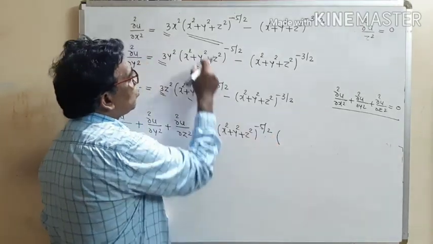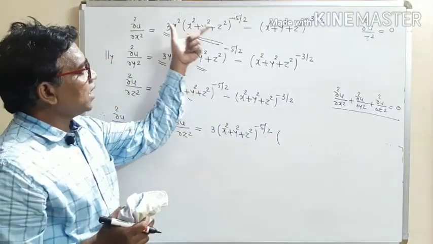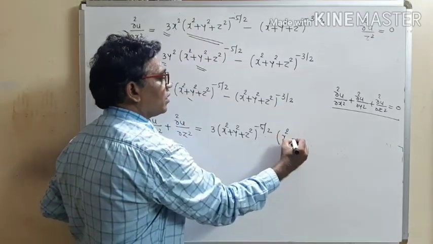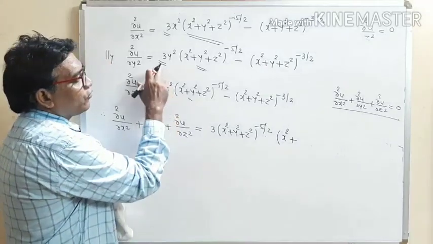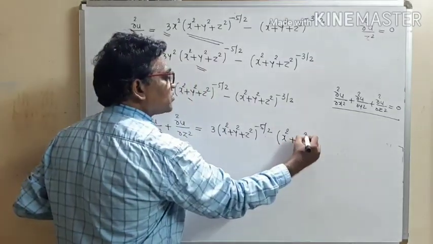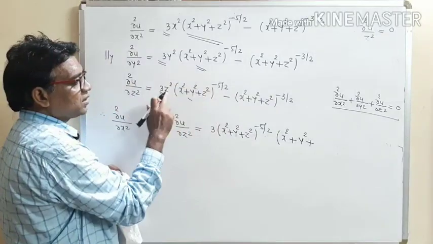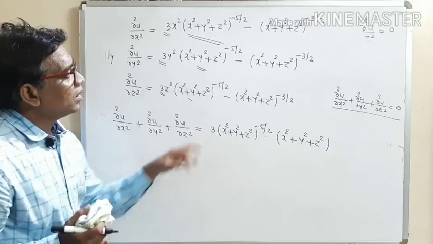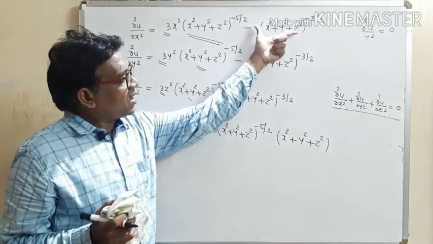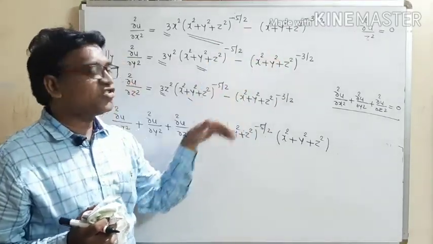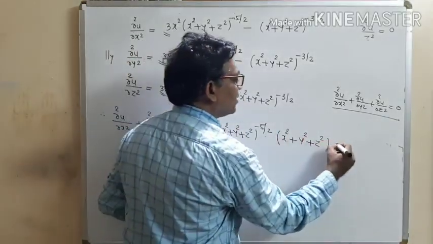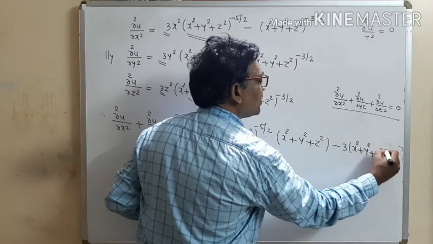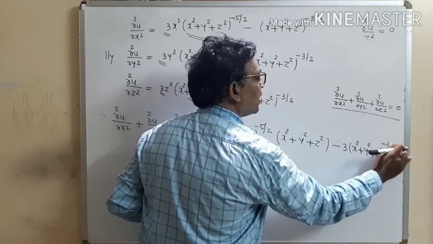Into bracket, now what is the remaining term? 3 is the common term. So what is the remaining term? x², plus, from the second term, what is remaining? y², and from the third term, z², it is the remaining term. Minus, now these are similar terms, so just take the addition. So minus minus minus, this is 3 times the same term, (x² + y² + z²) raised to minus 3/2.